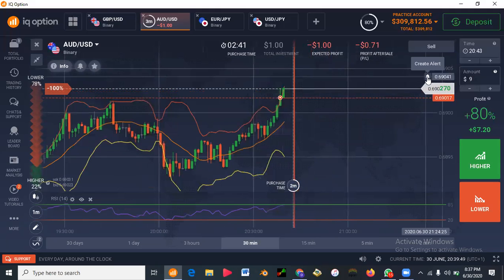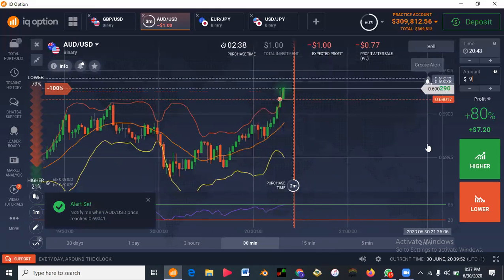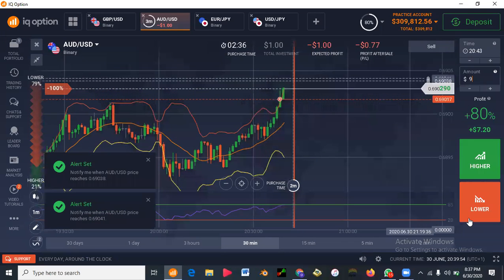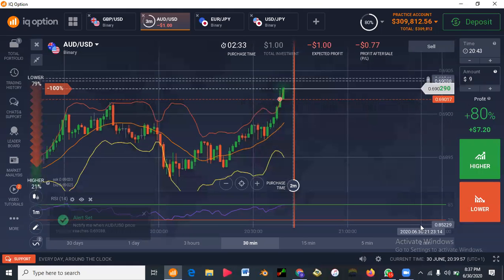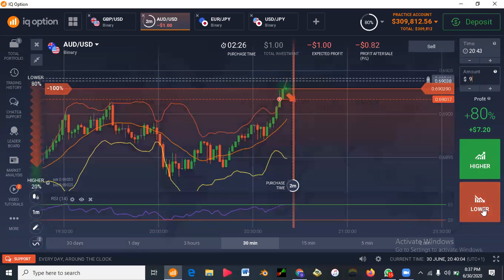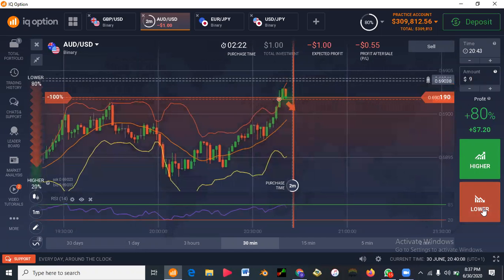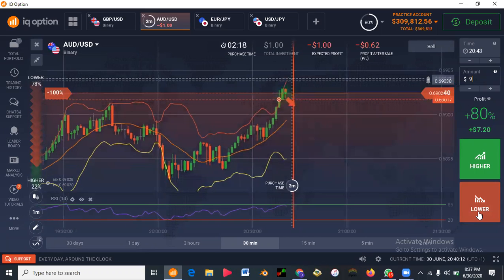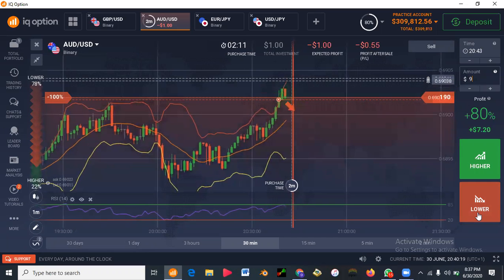So I'll set an alarm here. When it breaks my alarm, I'm going to place 9. That's my own strategy. Hey, go up. Look, you see, I'm even praying for the candles to go up because I've not even placed my normal trade.